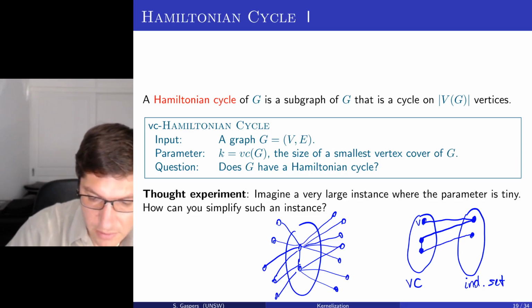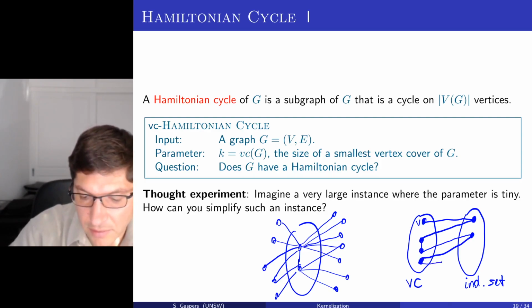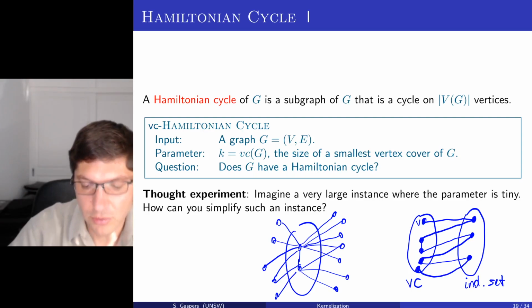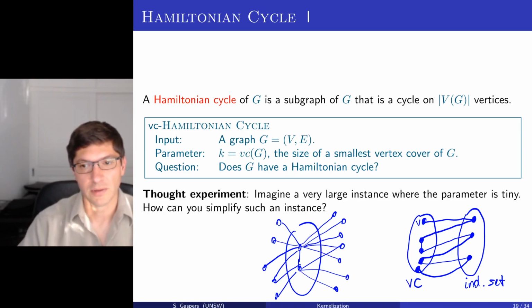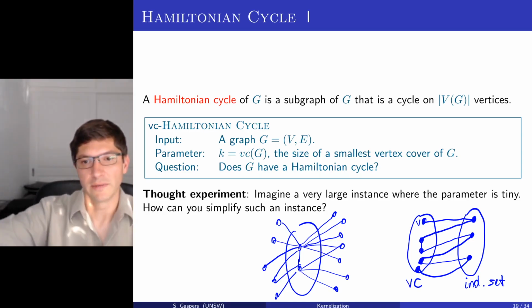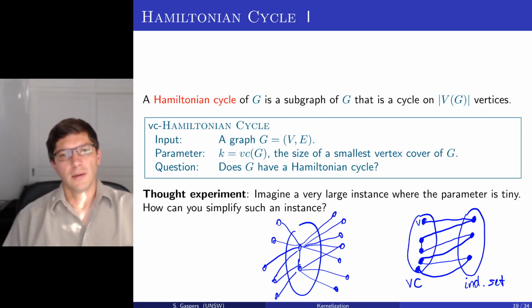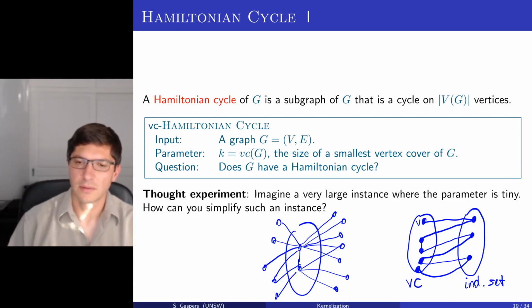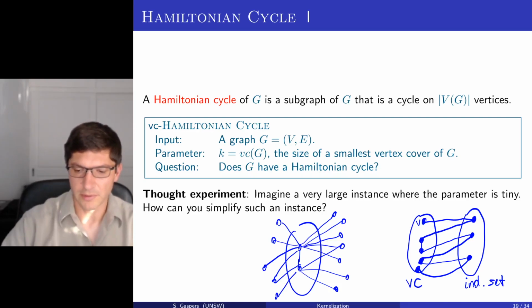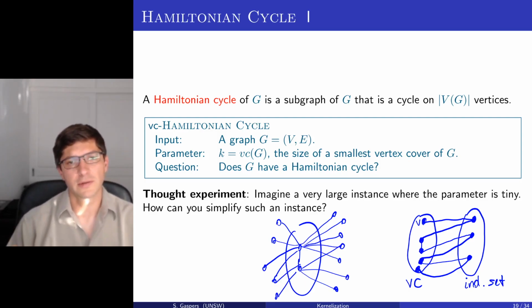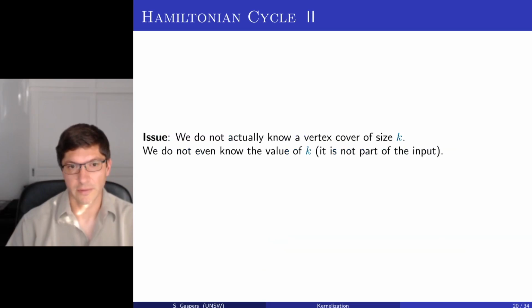But as soon as it goes out, it has to go back into a new vertex from the vertex cover. Now it goes out again, and then goes back into the vertex cover, into a new vertex. But if the vertex cover is too small, then it has nowhere to go once it has reached the independent set several times. So we should be able to exploit this somehow, right? If the vertex cover is small, then we don't have a Hamiltonian cycle. So we know we have a no instance.